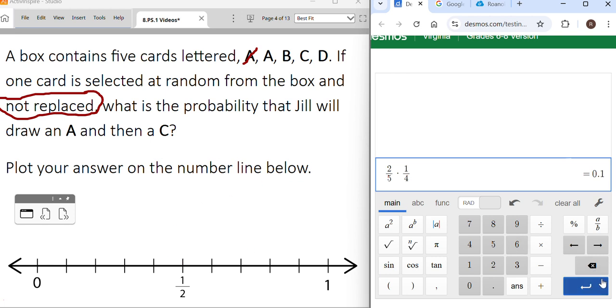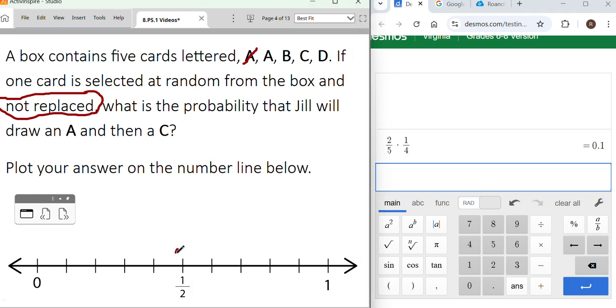Well, let me show you something. I think we know that 1 over 2 is 0.5, but just in case you don't, all you'd have to do is put 1 over 2 in your calculator. This is 0.1. Well, let's count down. 0.4, 0.3, 0.2, 0.1 would be right here, and that's where you would put your point.